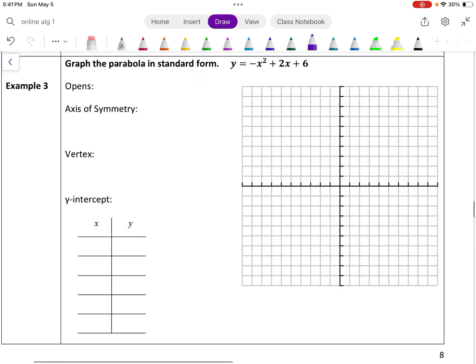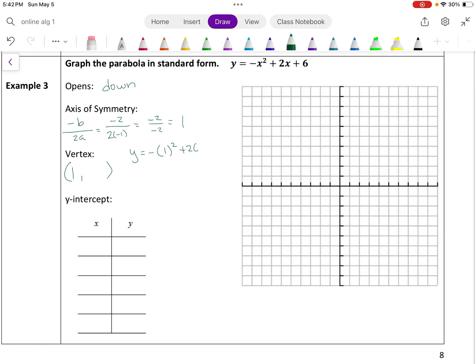Let's do one more. All right, same idea. So again, a good idea to pause, see if you can figure this out for yourself. This is going to open down since a is -1. Negative b over 2a, hopefully you have that formula memorized by now, becomes -2 over 2 times our a value of -1. Well, that's really just -2 divided by -2, which is +1. So 1 comma something.